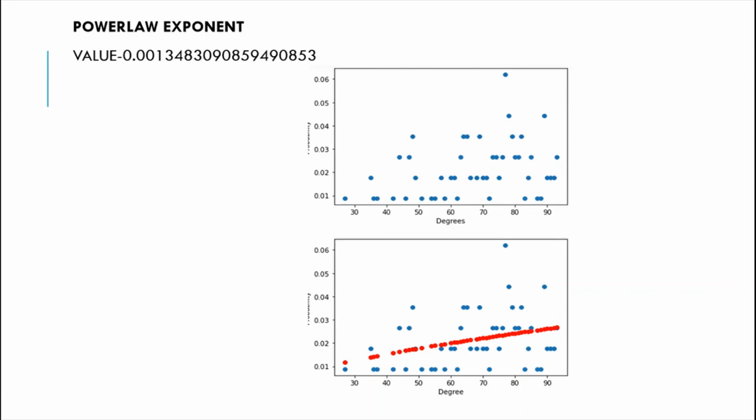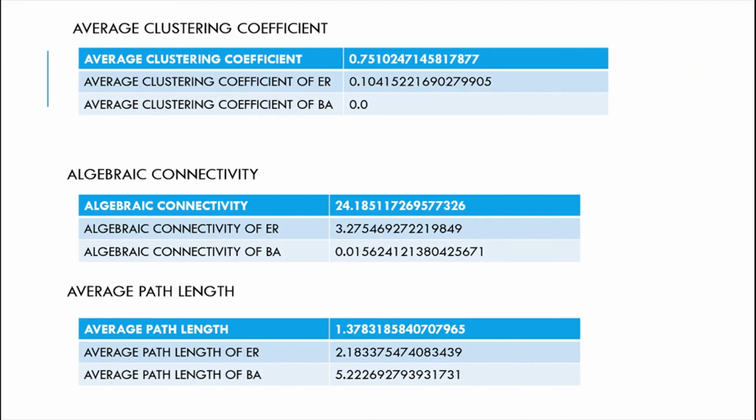It's quite spread out, but I tried my best to plot it in the graph. The average clustering coefficient came out to be 0.75102. For ER it's 0.1041522, and it's 0 for BA. Algebraic connectivity is 24.18 for the dataset. For ER it's 3.27. For BA 0.0156. Average path length came out to be 1.37. Average path length for the ER graph is 2.18.